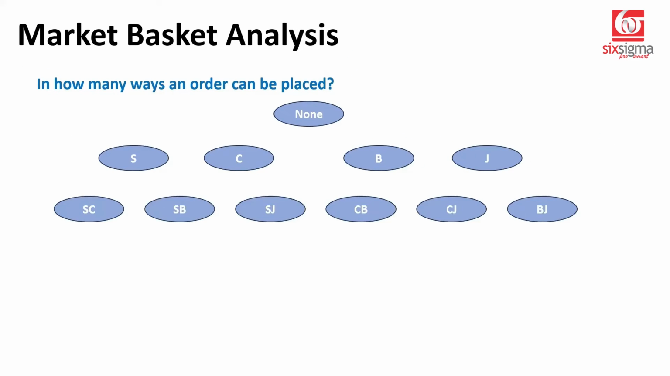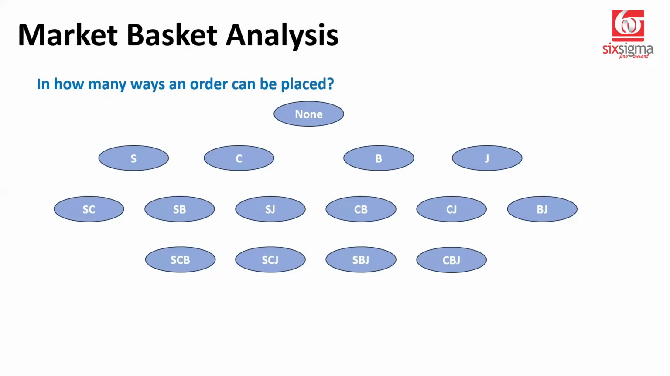Another possibility is that people choose 2 of these 4 items. So it could be a combination between a sandwich and a coffee, a sandwich and a burger, a sandwich and a juice, a coffee and a burger, a coffee and a juice, and burger and juice. There are more possibilities. We could be looking at a combination of 3 of these, and you can understand what these represent. And the final possibility is that somebody orders all 4 items.